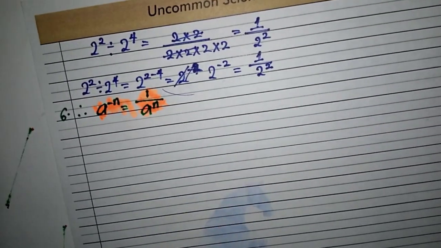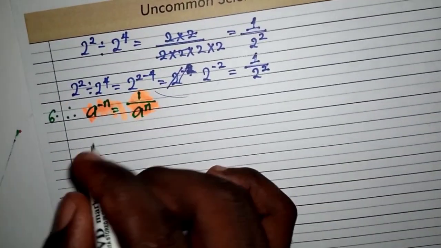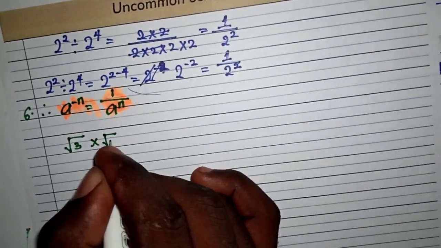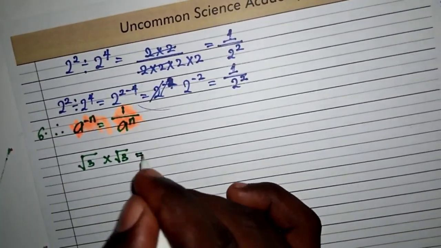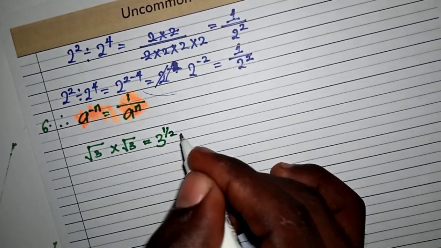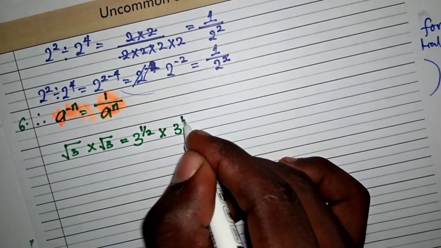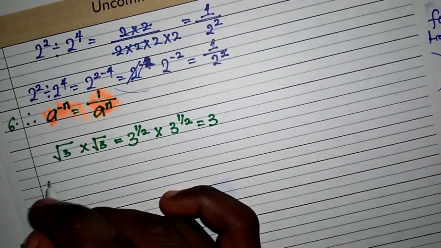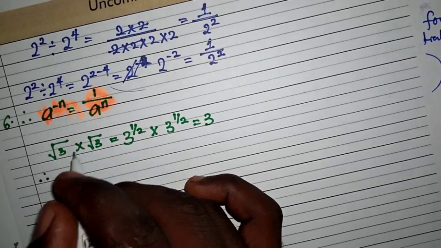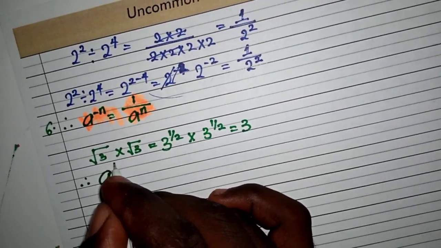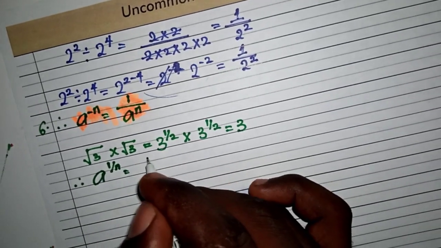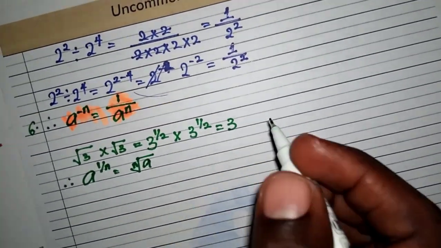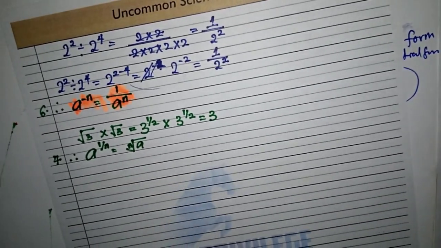Now, let's look at a fractional power. If I have the square root of 3 multiplied by the square root of 3, this is the same thing as saying 3 raised to the power 1 over 2 times 3 raised to the power 1 over 2, and this will give us 3. This is to tell you that if you have a number, say a, raised to the power of 1 over n, your result is going to be the nth root of a. Let this one be the seventh law.